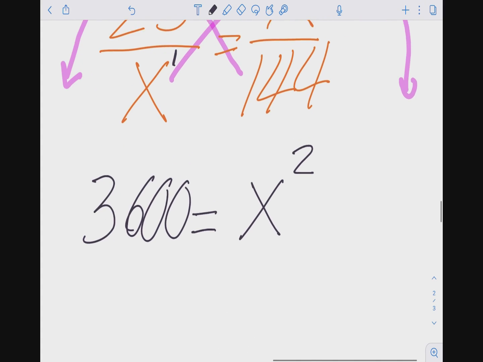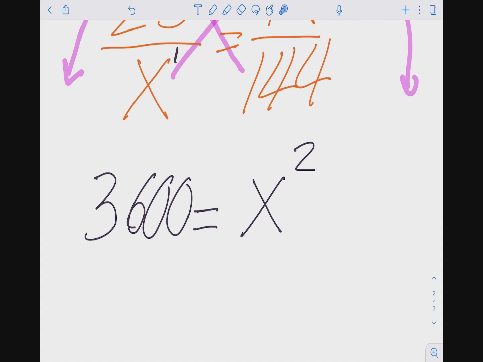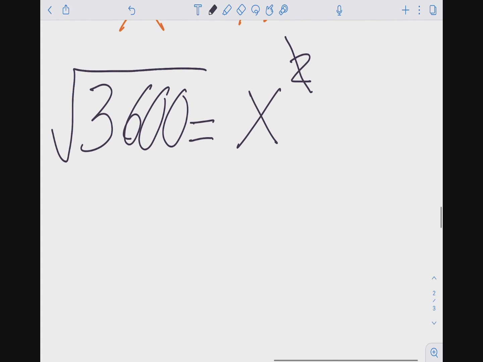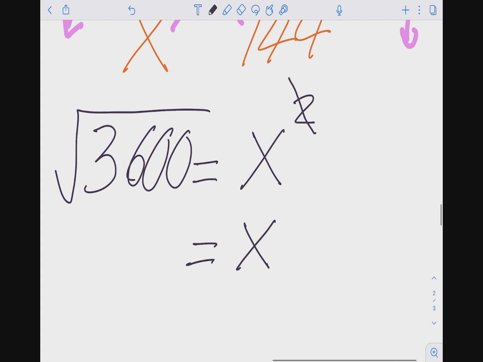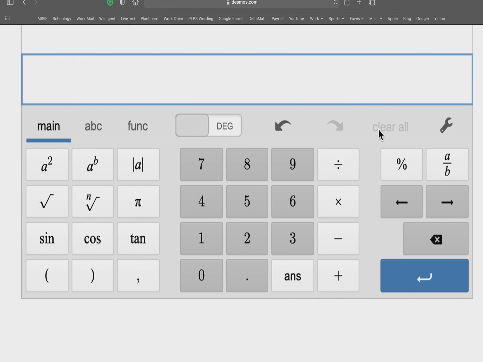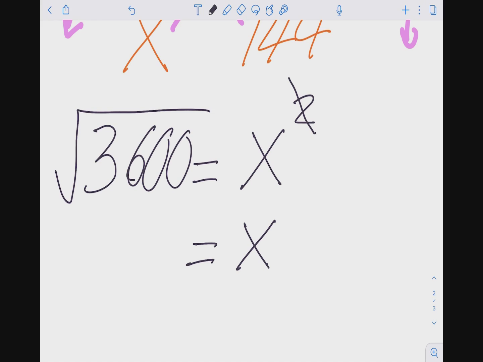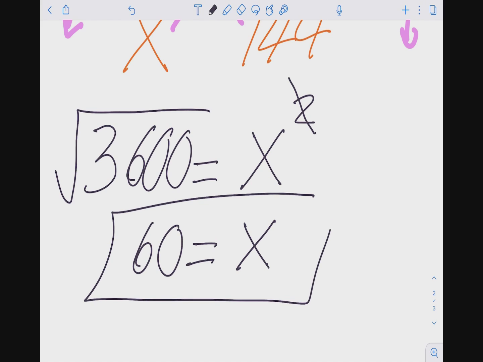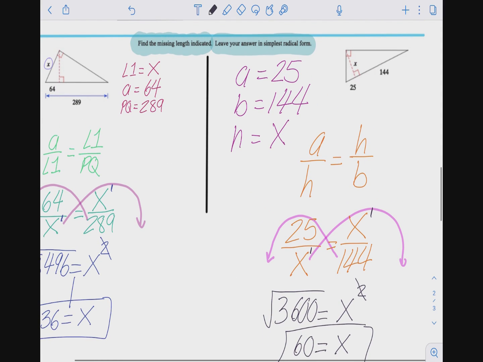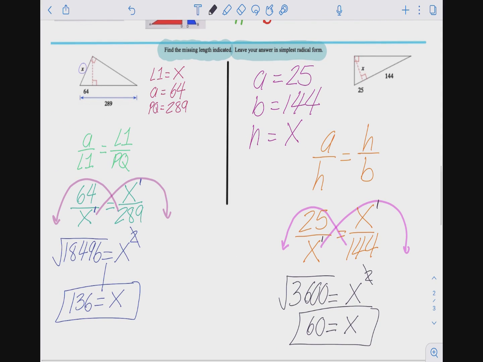And then again, the opposite of a square is a square root, so I'm going to cross out this square, the power of 2, and I'm going to square root. So I get X by itself, which is what I wanted, and the square root of 3,600, so the square root button is right here, of 3,600 gives me 60. Look at that. That gives me 60, and that right there, kiddos, is my solution, right? I found my height. The height of this triangle here is 60. X, found my height. And on the first one, I found my leg 1, my L1, which was 136.